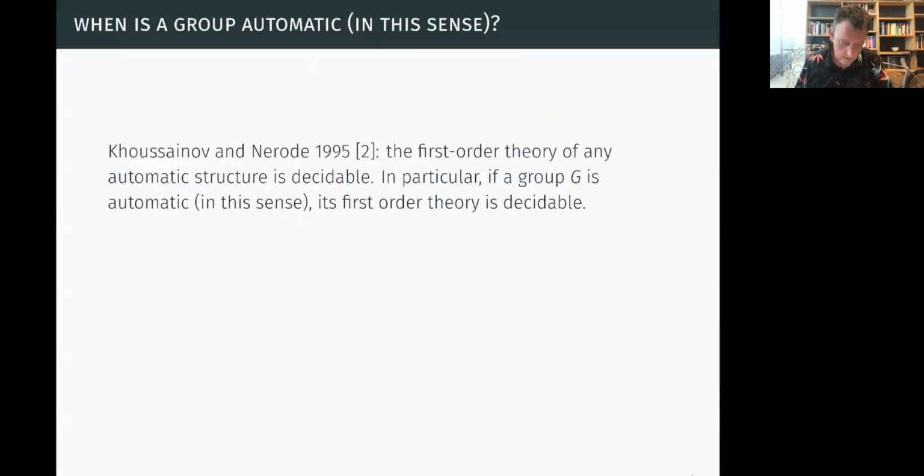Okay, so Khoussainov and Nerode came up with this definition of automatic for general structures in '95. And one thing they proved is the first order theory of an automatic structure is decidable. So in particular, I won't say what that means, but in particular, if you want a group to be automatic in the sense of the structure I gave at the beginning, that group had better have a decidable first order theory. And so that is going to rule out a whole bunch of groups.